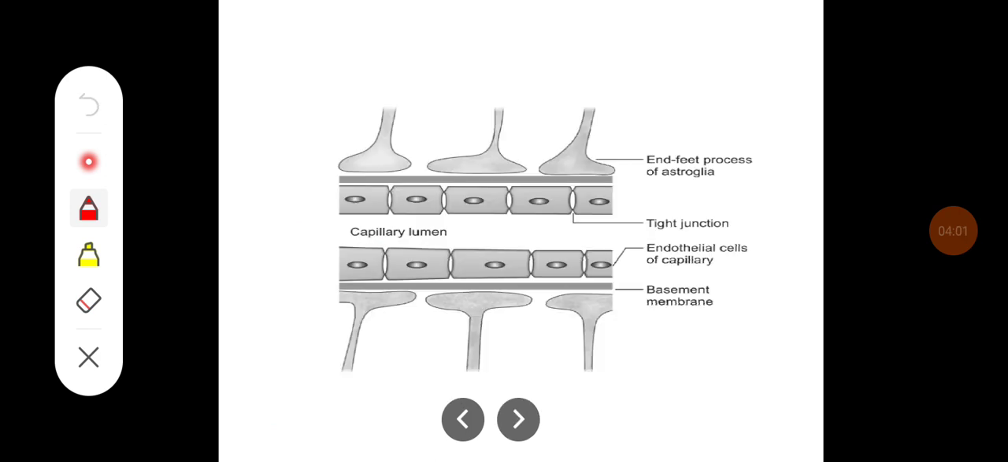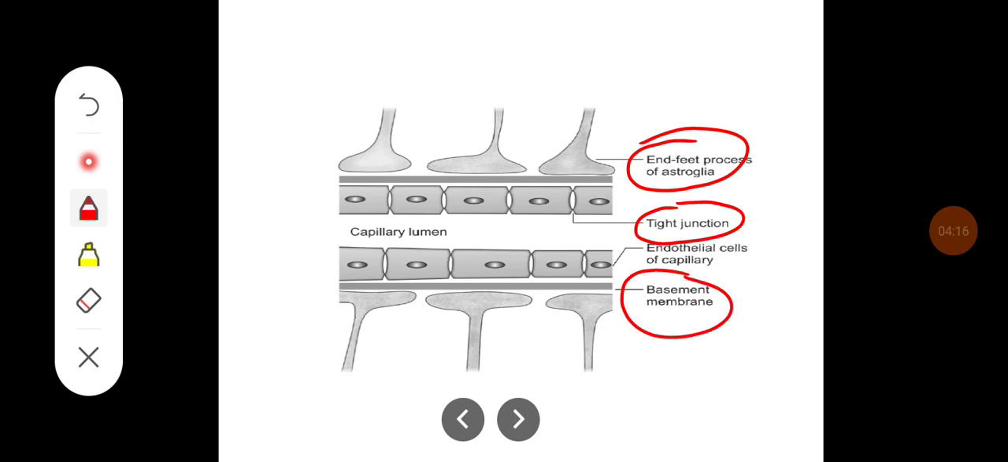So this diagram shows the blood-brain barrier, where it is made up of the end feet processes of astroglia and the tight junctions of endothelial capillary cells and also the thick basement membrane.